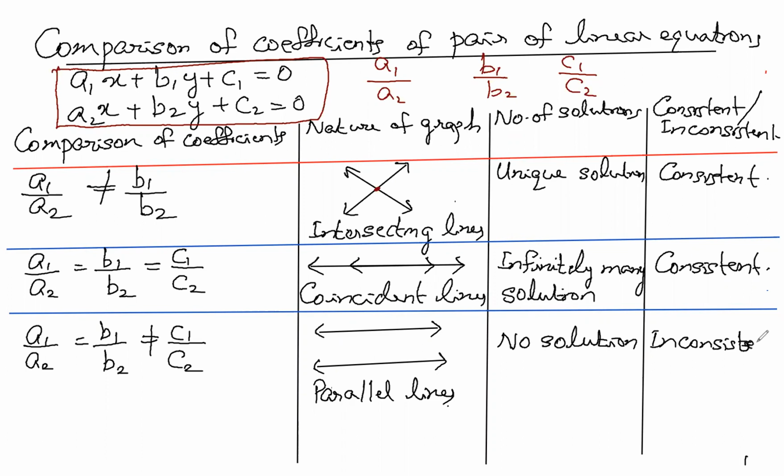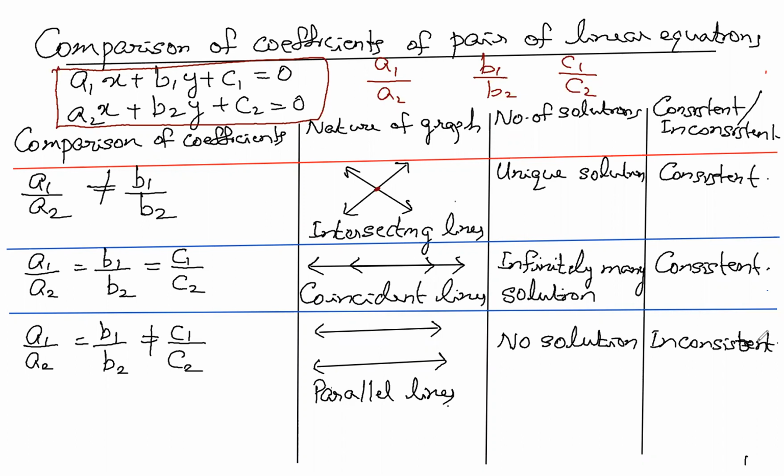Okay. Now, children, almost you studied the content of the table because this clear knowledge is required to do the remaining questions. So please go through this table for a few seconds and study the content well. A1 by A2 is not equal to B1 by B2: intersecting lines, unique solution and consistent.